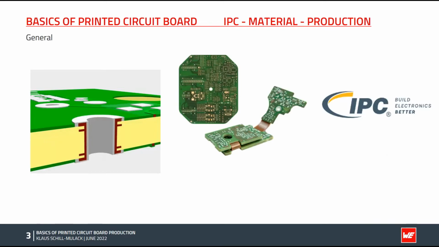The basic structure of a printed circuit board was and is an insulating carrier material with copper traces, of course, that ensure the connections between the components. There are many different types of printed circuit boards today. The main groups are rigid boards, which is the main group. We have flexible boards, and we have the combination of rigid and flexible, of course, which is called rigid flex boards.